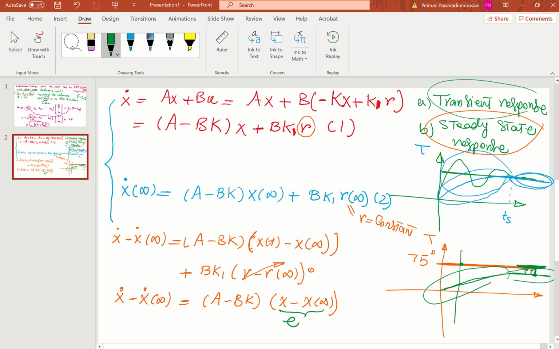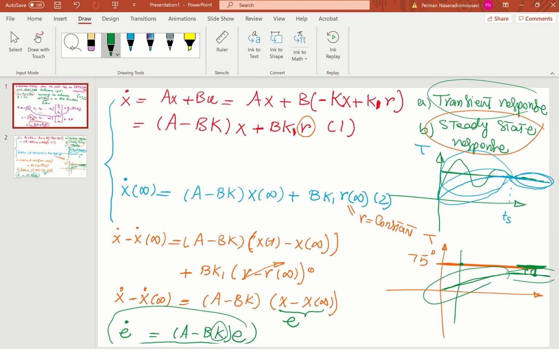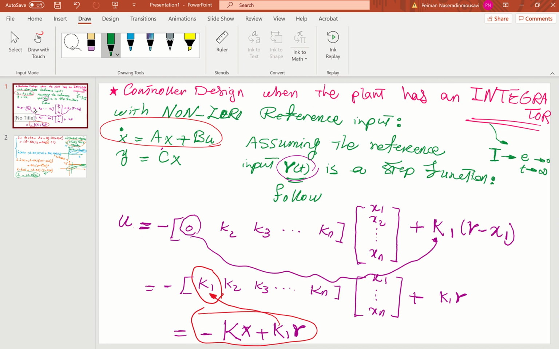So that error signal is going to be E dot equal to (A minus BK) E. And we know that by selecting or tuning the proper K, the eigenvalues of this are going to be negative, so E goes to 0. You see that based on whatever I taught, this state control law will stabilize the system and push it to a non-zero reference if your system has an integrator.